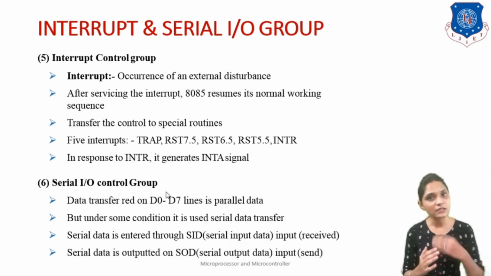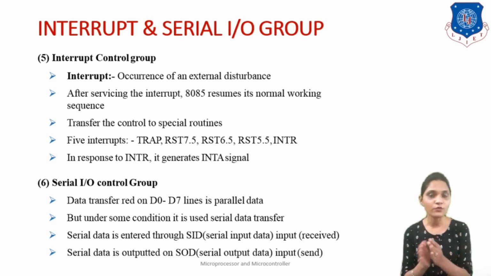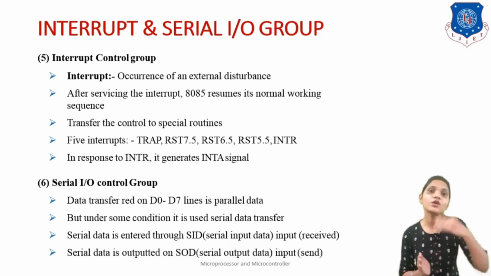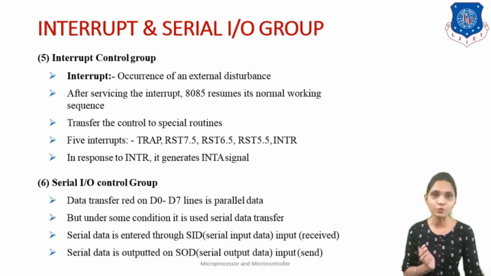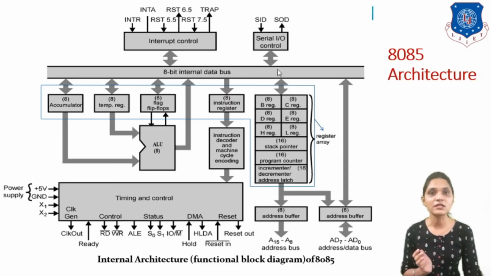You can transfer the data in parallel, that is possible on D0 to D7, but if you want to transfer data serially, then you have to use these SID and SOD pins, serial input data and serial output data. Okay, so this is your serial control group, where you can serially input the data and serially output the data.